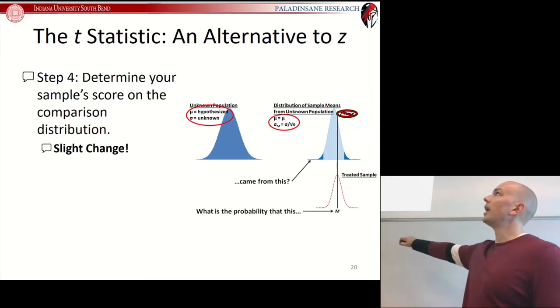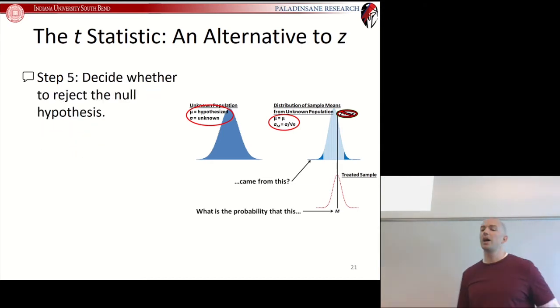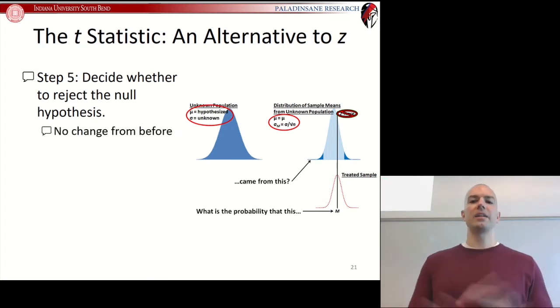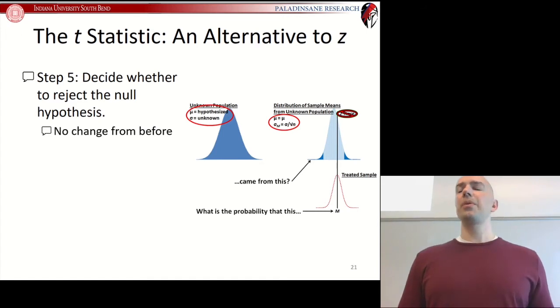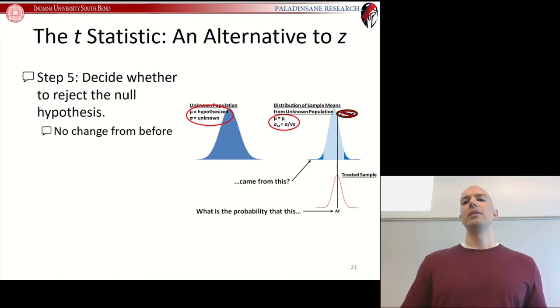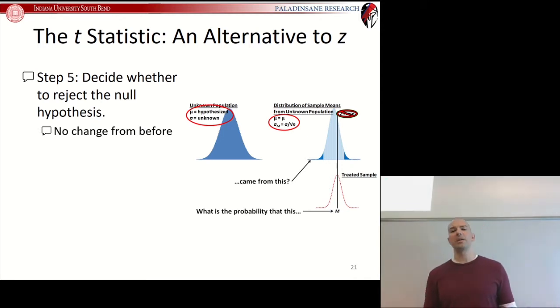And then finally, for step 5, deciding whether or not to reject the null hypothesis. That does not change whatsoever. So we have step 1 and step 5, no change whatsoever. Step 2 and 3 is going to change. Step 4, barely any change. So let's start taking a look at what has changed.